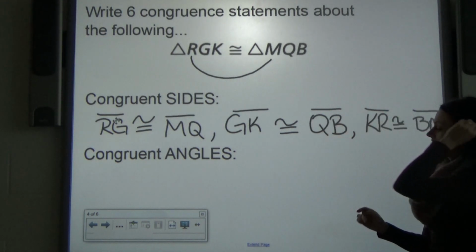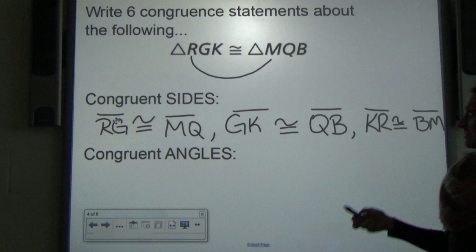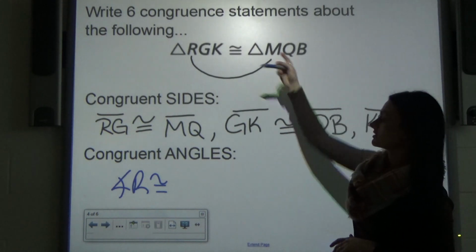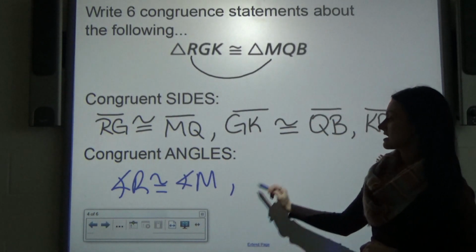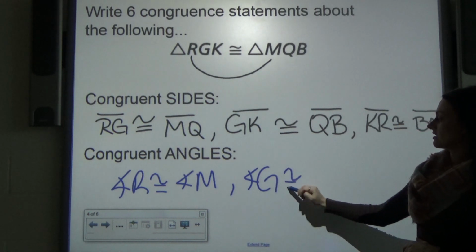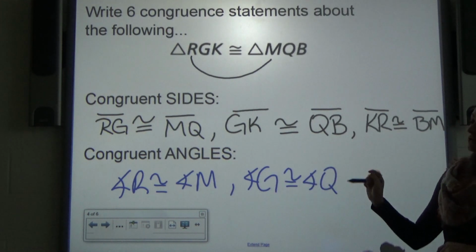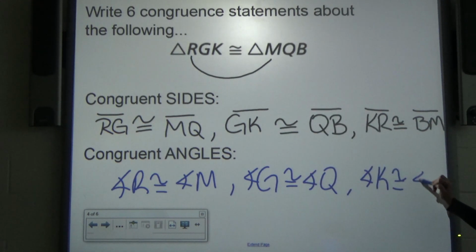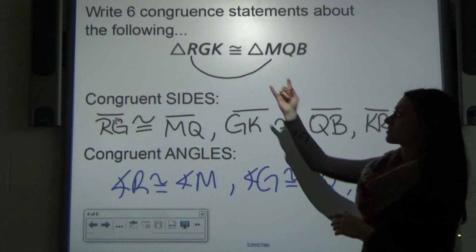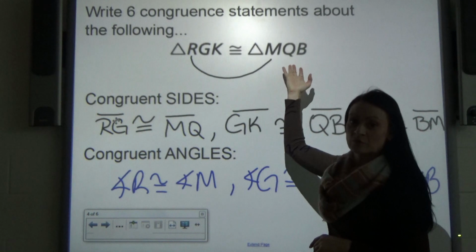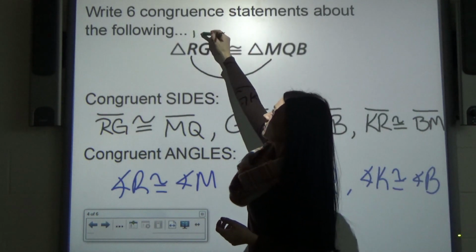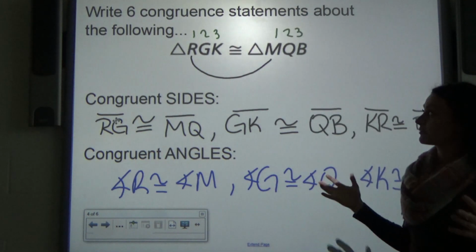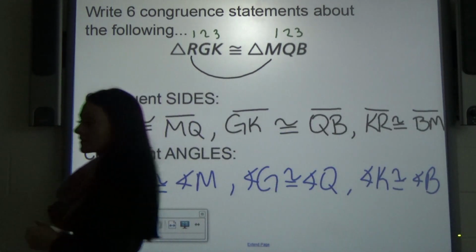So now let's talk about our angles. I'm going to say that angle R, whatever the measurement of that angle is, would be congruent to angle M. I can say that angle G would be congruent to angle Q, because those are both listed in the second position. And I can say that angle K is congruent to angle B, because these all correspond with the same position in both triangles. You can think of it as 1, 2, 3, and 1, 2, 3. Your 1s match up, your 2s match up, and your 3s match up.